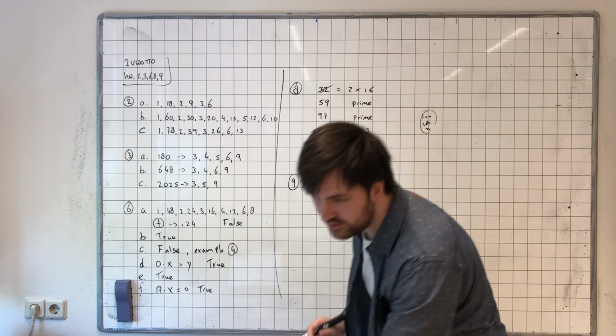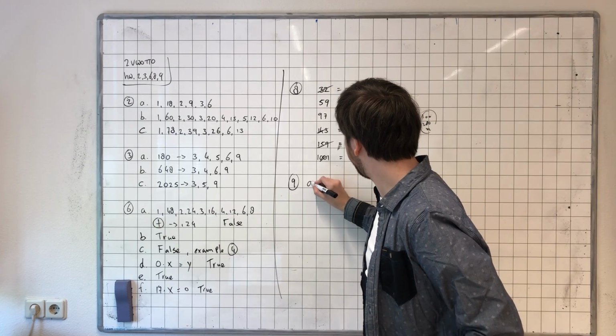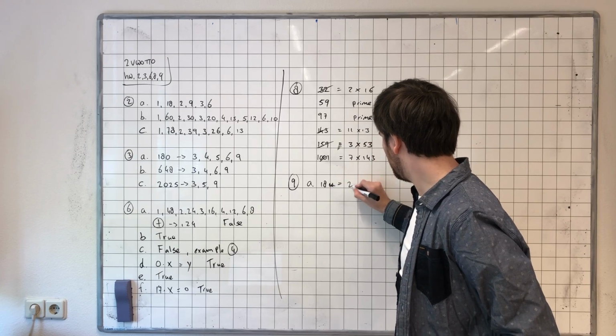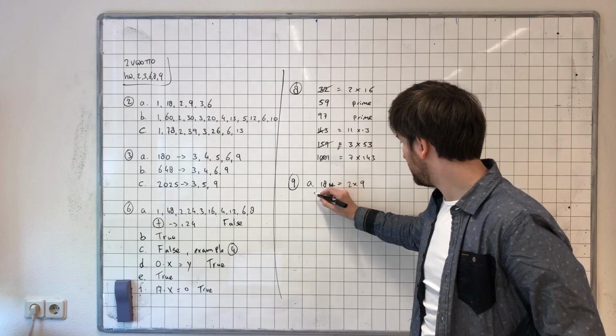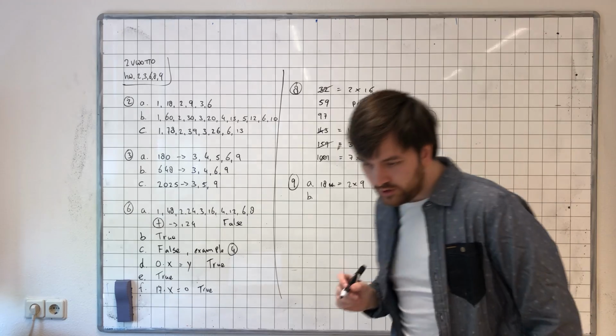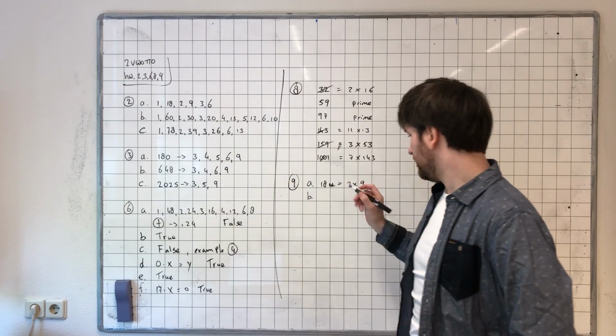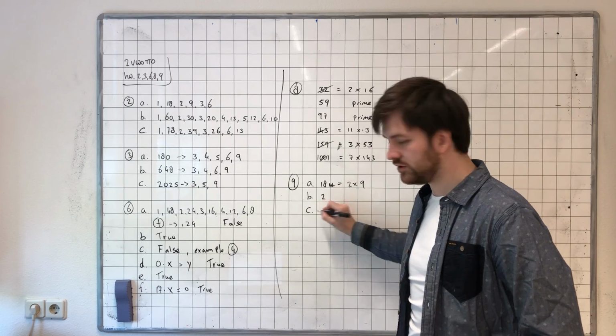The last one, 9. Why is 18 not a prime number? Because 18 is 2 times 9. That's an argument. Write down the only even prime number. Well, 2. It's the only even one.